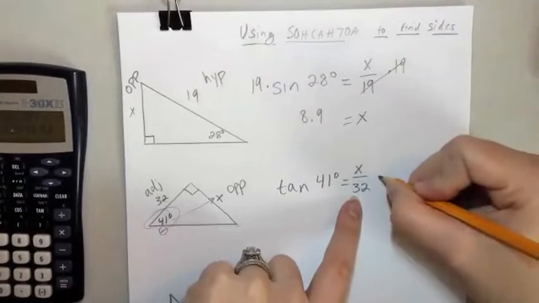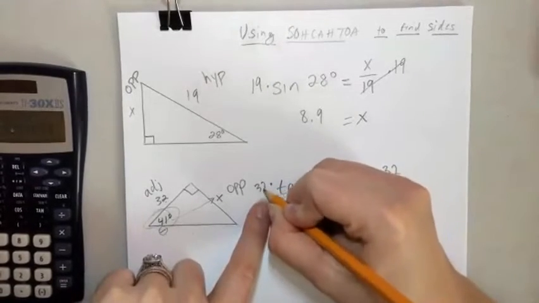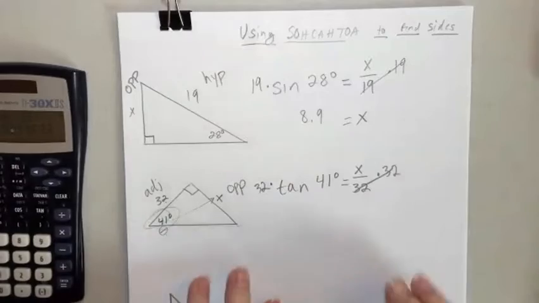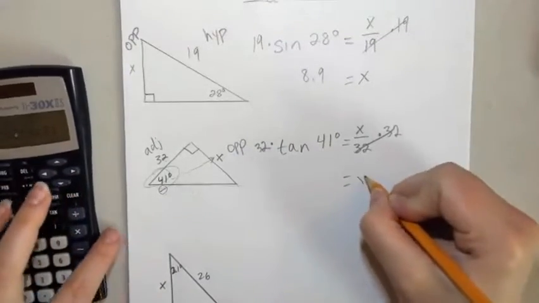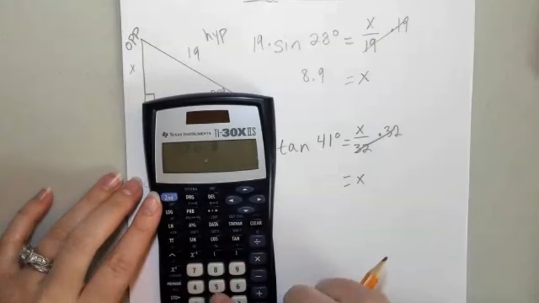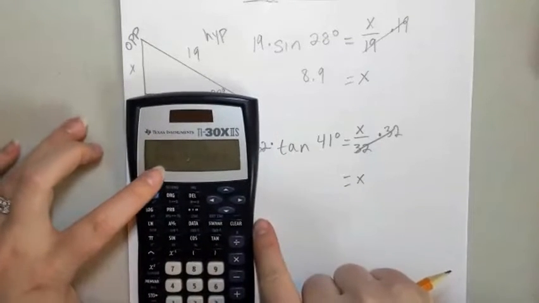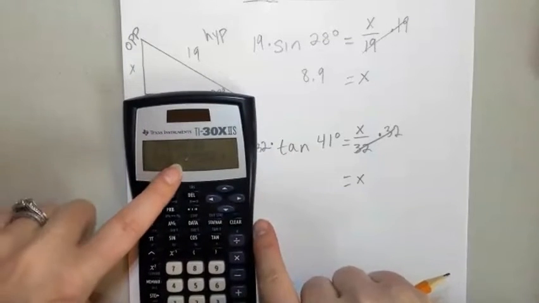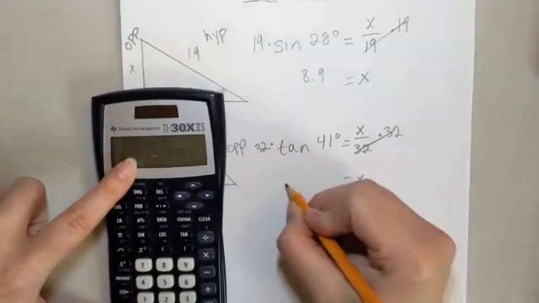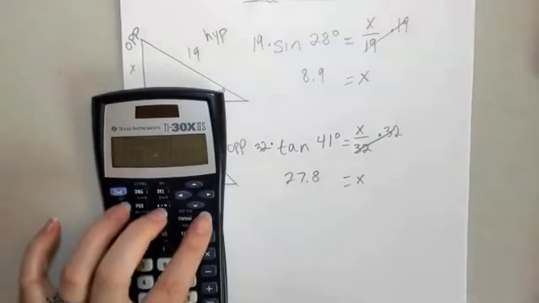And then just like before, I need to multiply by 32 to get that to clear. Those will cancel, and then I'll have what x is equal to. Type in my calculator, 32, tangent of 41. And that equals 27.8. And once again, the 1 doesn't bump that up. So 27.8 would be my answer.